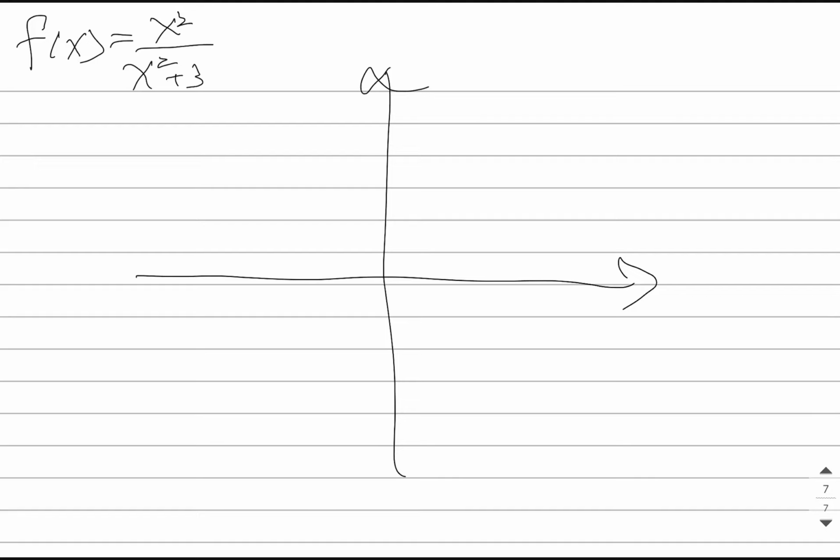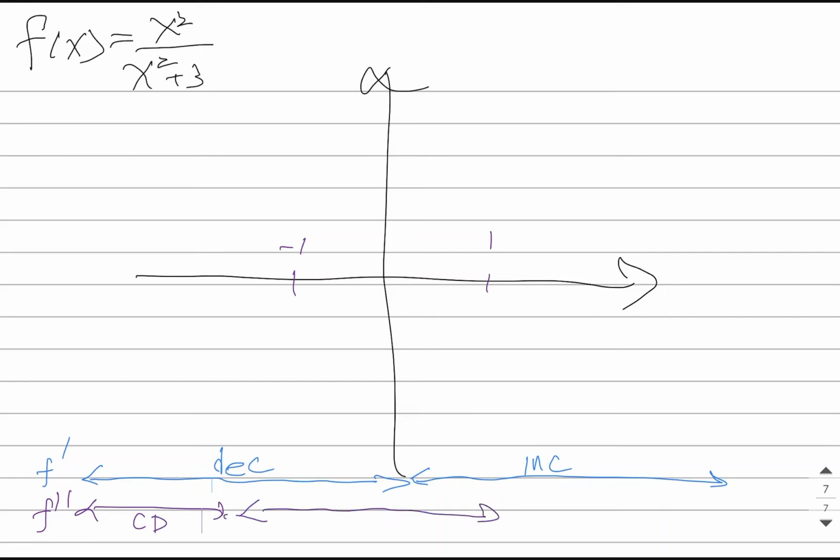Next week, we're going to get into all the information that we need to gather in order to get a good picture. But for now, if we talk about f prime, remember that f prime was decreasing until I got to 0, and then it was increasing afterward. So it goes down, and then it goes up. F double prime was concave down until I got to negative 1. It was concave up from negative 1 to positive 1. And then it was concave down.